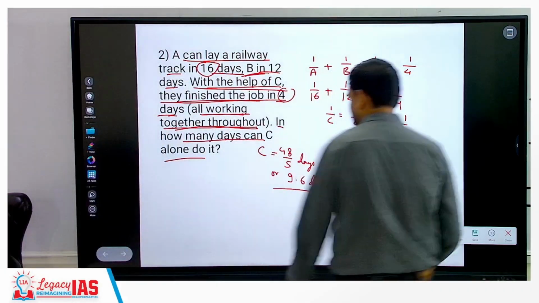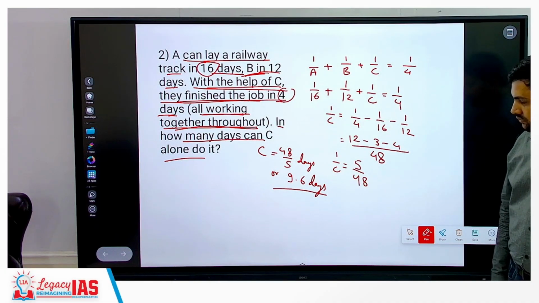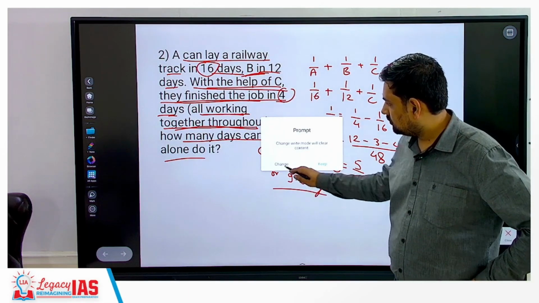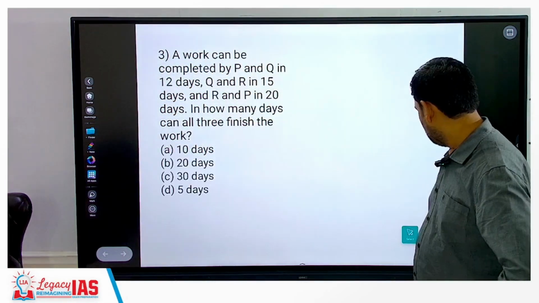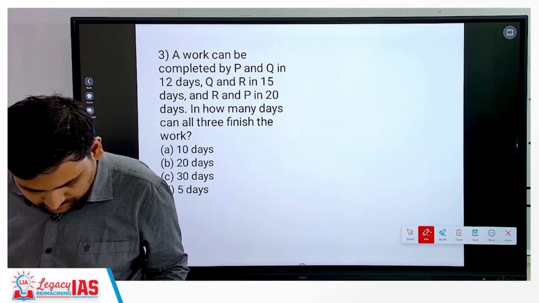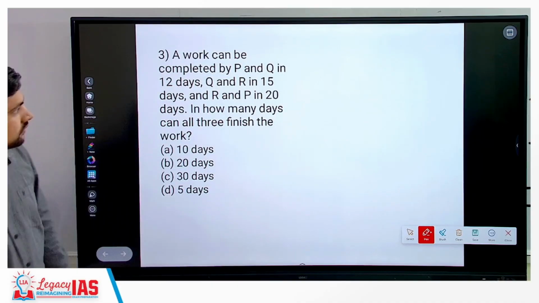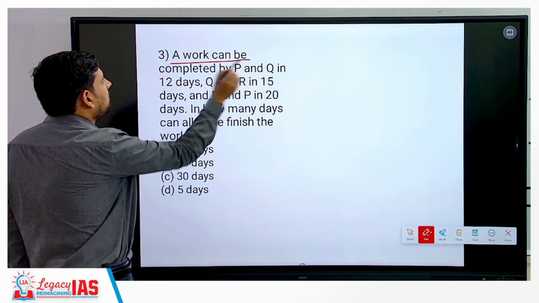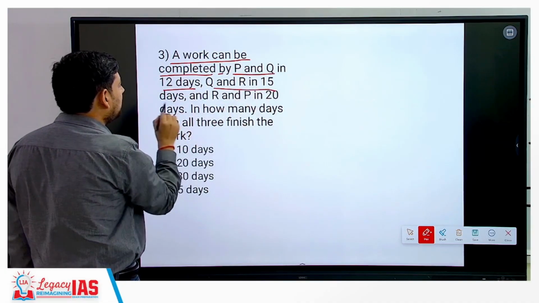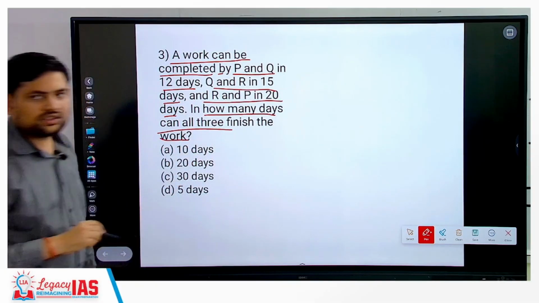Now, let's see another one. Yeah, you can pause and try this one if you want. What is given? A work can be completed by P and Q in 12 days, by Q and R in 15 days, and R and P in 20 days. In how many days will all three of them finish the work together?